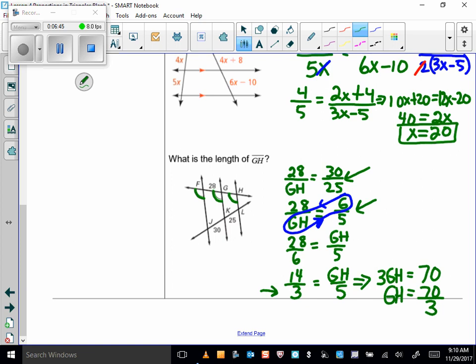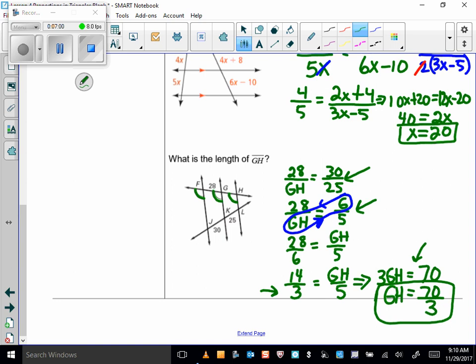And at this point, I take the cross product. I get 3 times GH equals 70, and when I solve that, I get 70/3, and we're just going to leave it just like that. No need to turn it into a decimal.